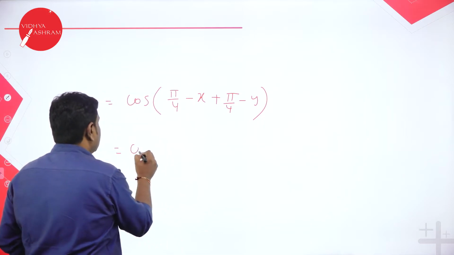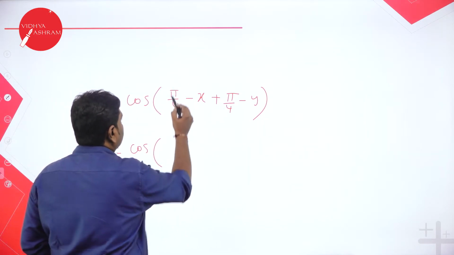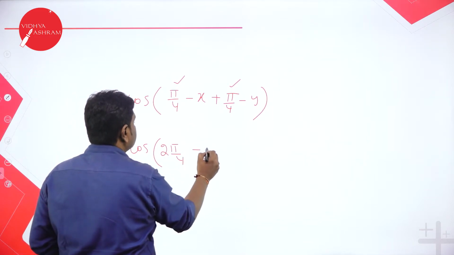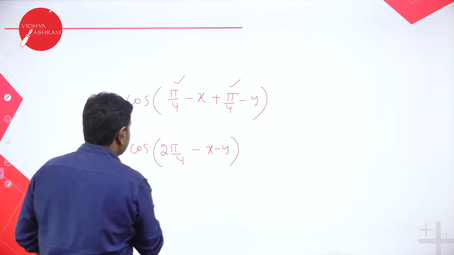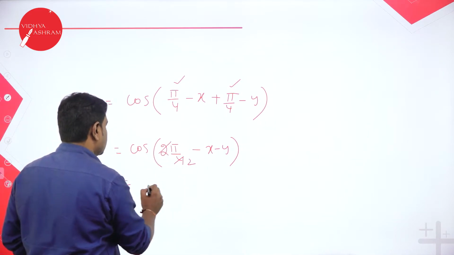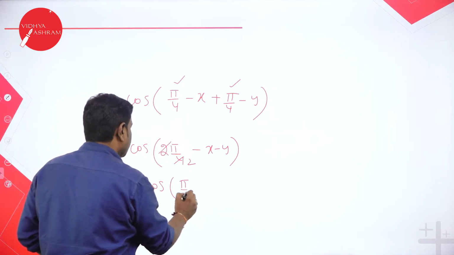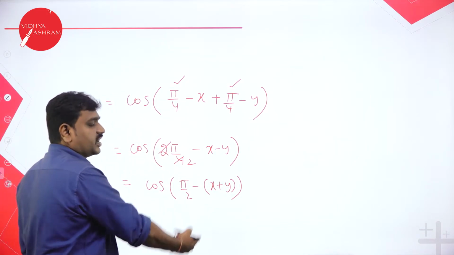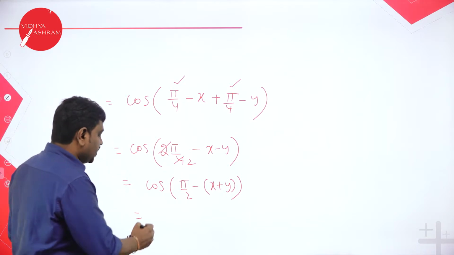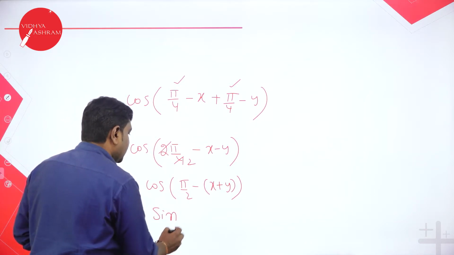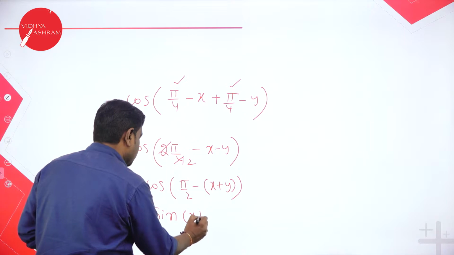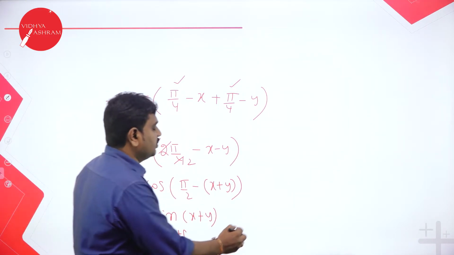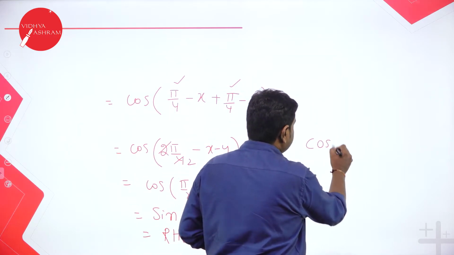So you know cos of pi by 4 plus pi by 4, this and this is 2 pi by 4, and minus x minus y. Further 2 ones are 2, twos are... So it will become cos of pi by 2 minus, if I take it out, x plus y. Now it is in the form of cos of 90 minus theta. What is cos of 90 minus theta? Sin theta, allied angle. Sin theta, in the place of theta we have x plus y, hence the proof. This is RHS. So dear students, here I am using allied angle, that is cos of 90 minus theta.